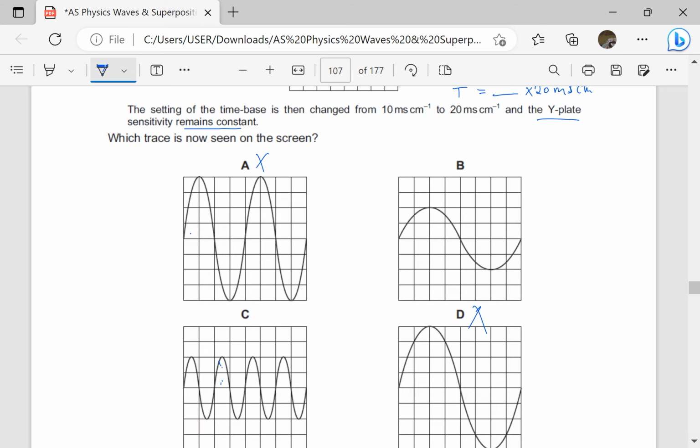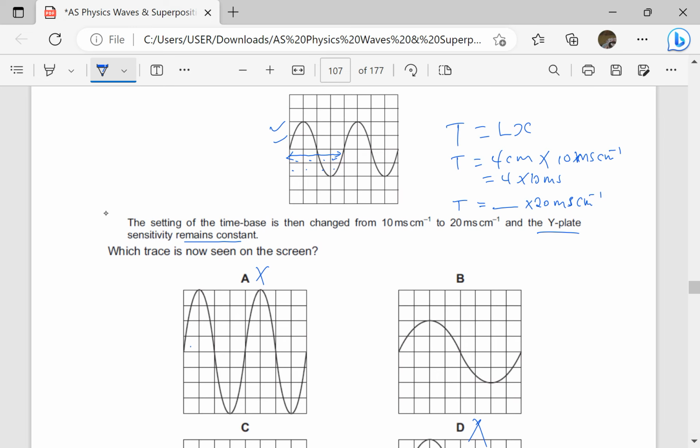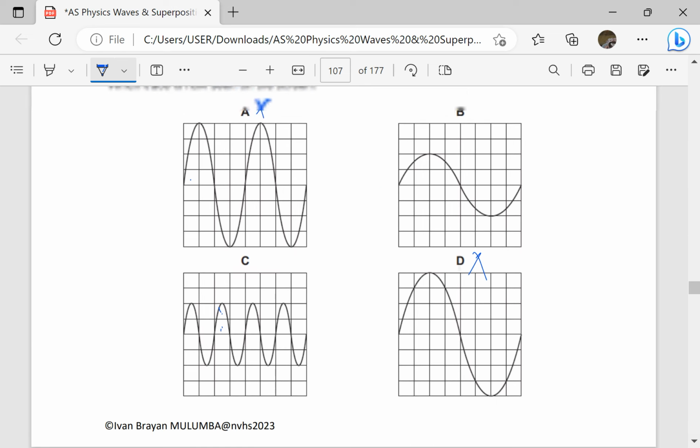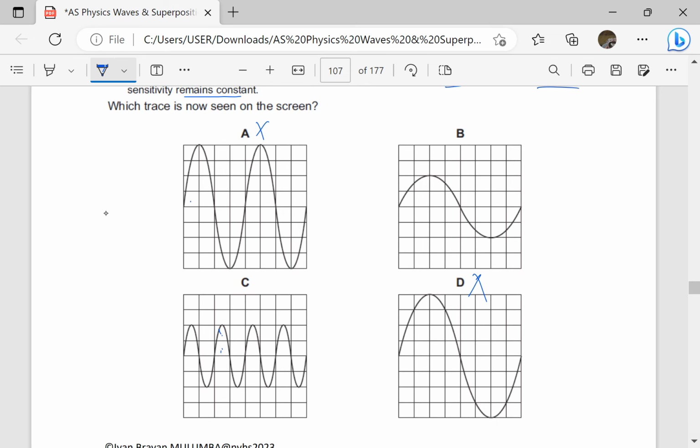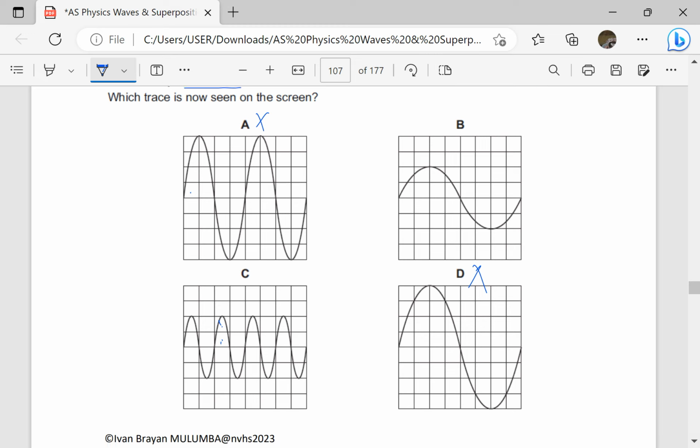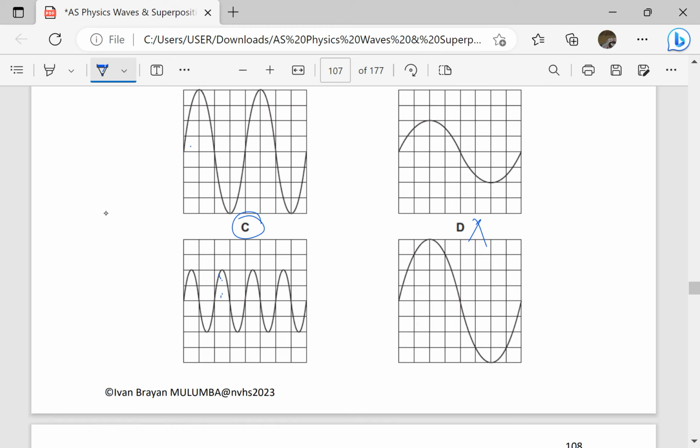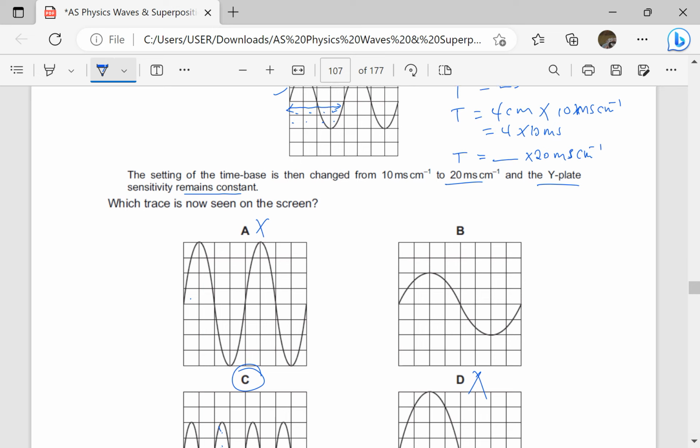Therefore, where we had 4 boxes for one cycle, if the time base setting has been doubled, then the frequency must have been halved. Therefore, in 4 boxes we shall have 2 complete cycles. So our answer is going to be C.